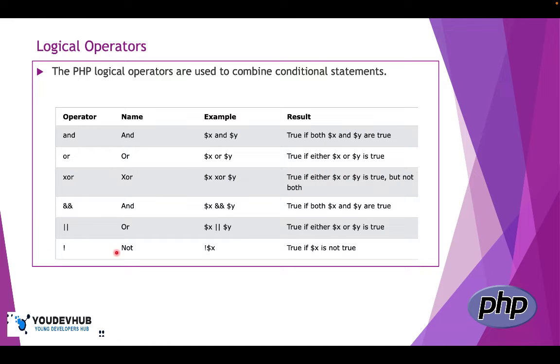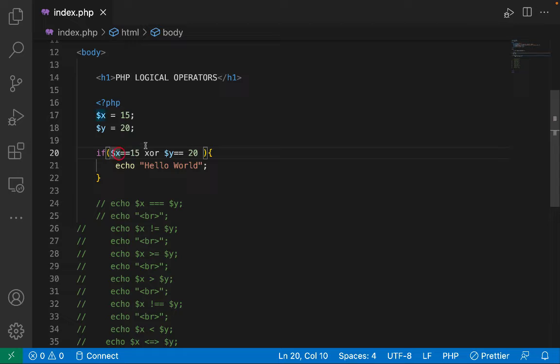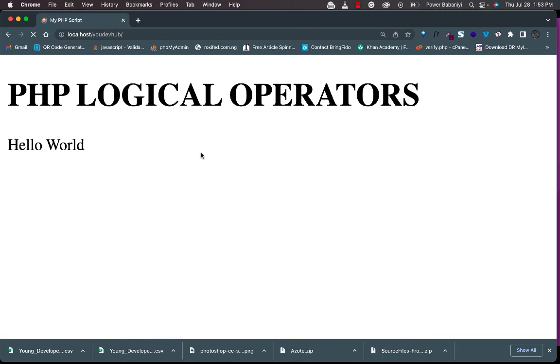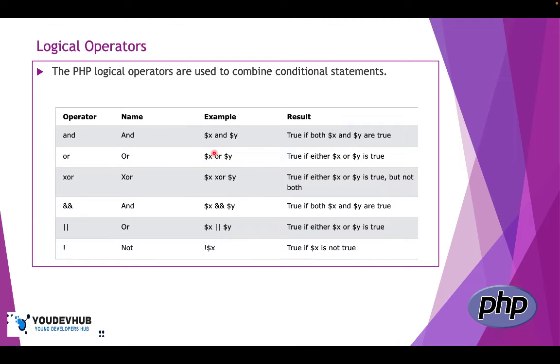Then we have the NOT. So we can go ahead and put the NOT. We say if x is not equal to 5, we clear out this one, echo out hello world. So come back here and we reload. We see hello world out because x is not equal to 5. So that wraps up our logical operations. You can go ahead and make other logical operations and compare other things together to see how it works.